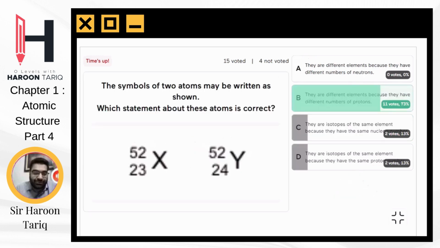Next question. The 2 symbols of 2 atoms may be written as shown. Which statement about these atoms is correct? Okay, now we have 23 here, 24 here, the number of protons, 23. The number of electrons, same as protons, that would be 23 as well. The number of neutrons would be 52 minus 23.